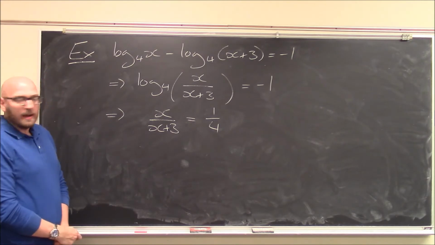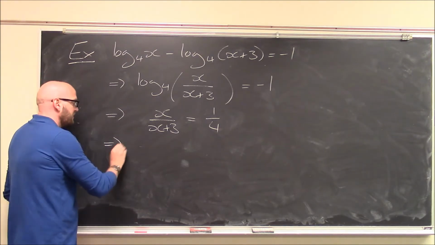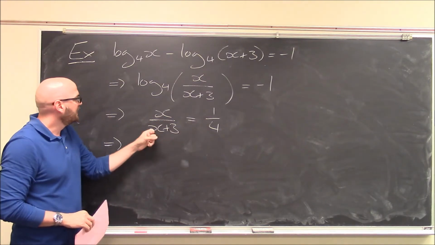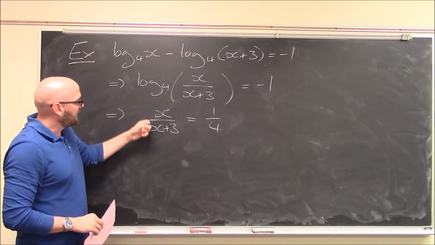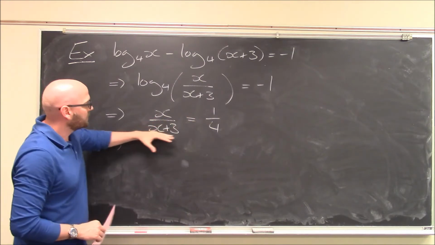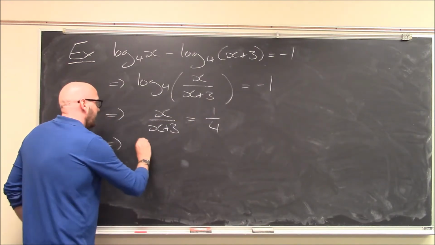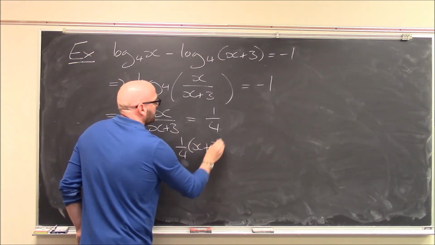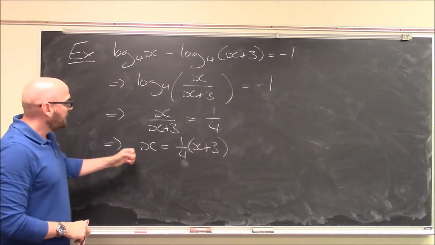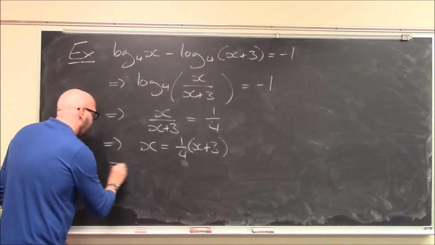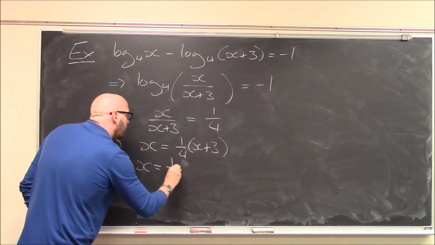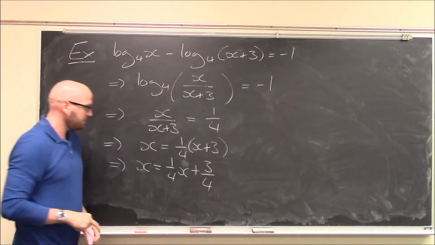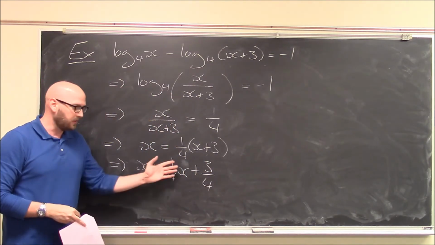So I want to solve for x. What value for x makes this equation true? How do I do this? At this point, I think some students might get stuck. What you tend to want to do is just clear this of fractions, right? So multiply both sides by x plus 3. So x is equal to 1/4 times x plus 3. And the reason I did that is because now I can distribute this. x is equal to 1/4 x plus 3/4. And now I can group my x's together and isolate x.